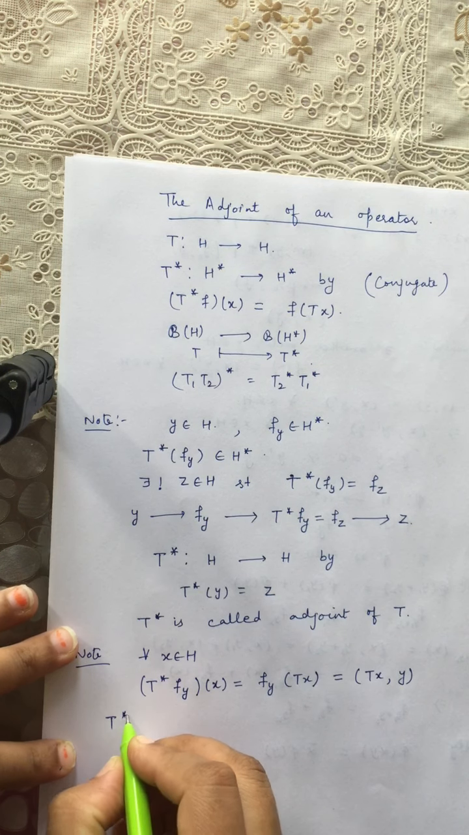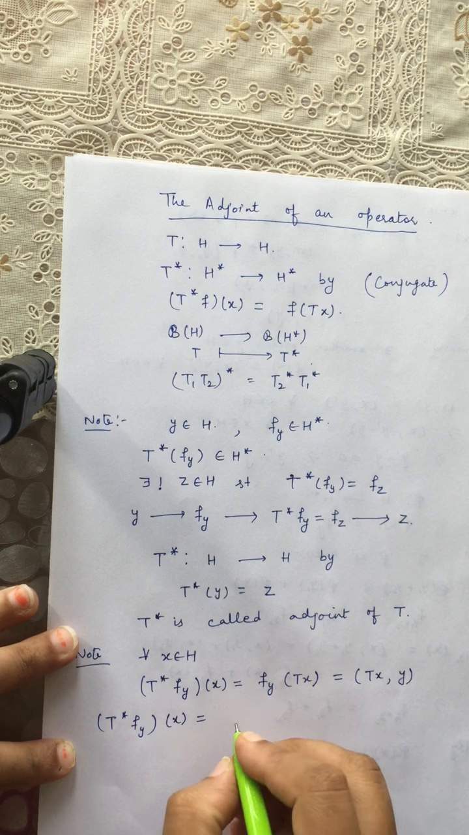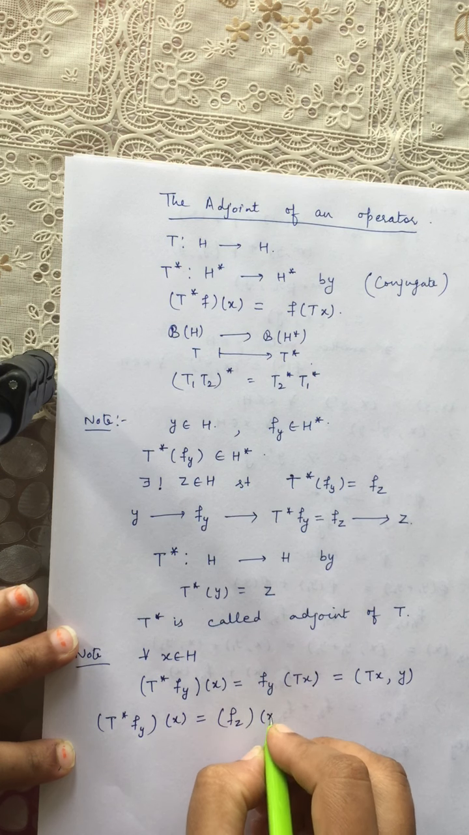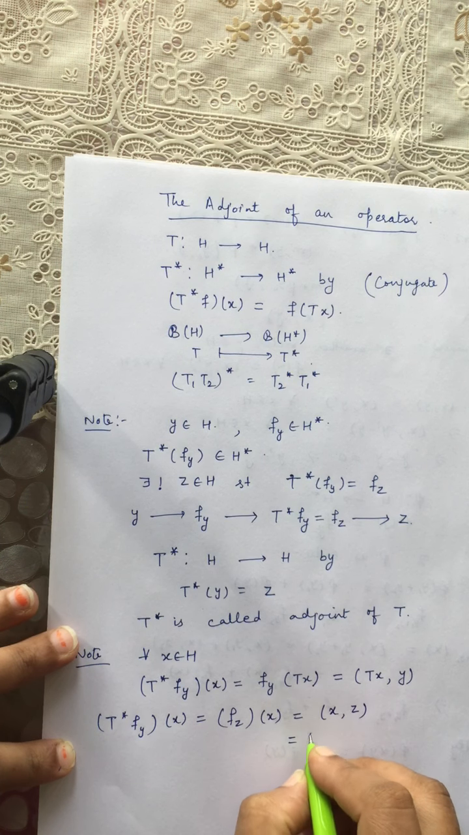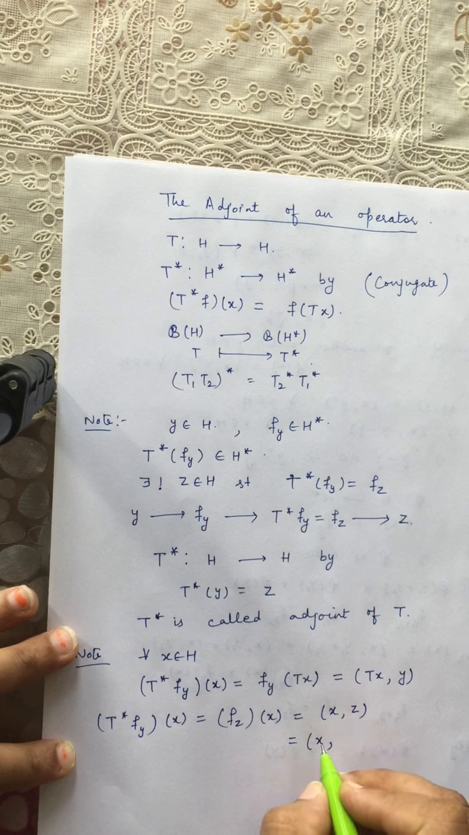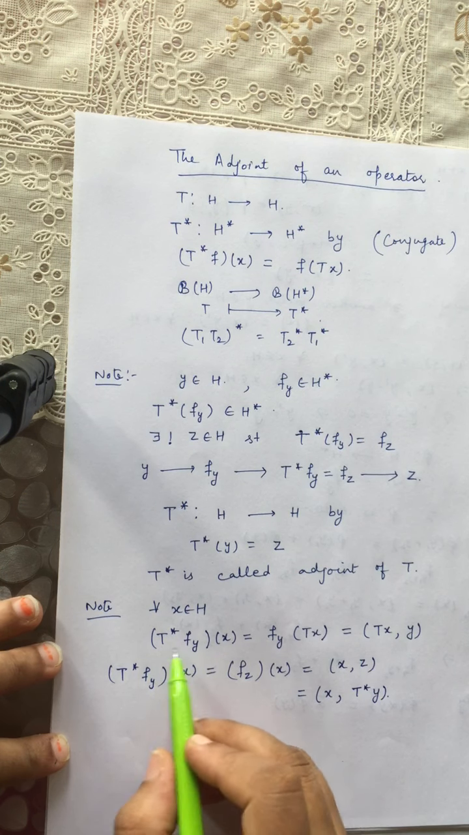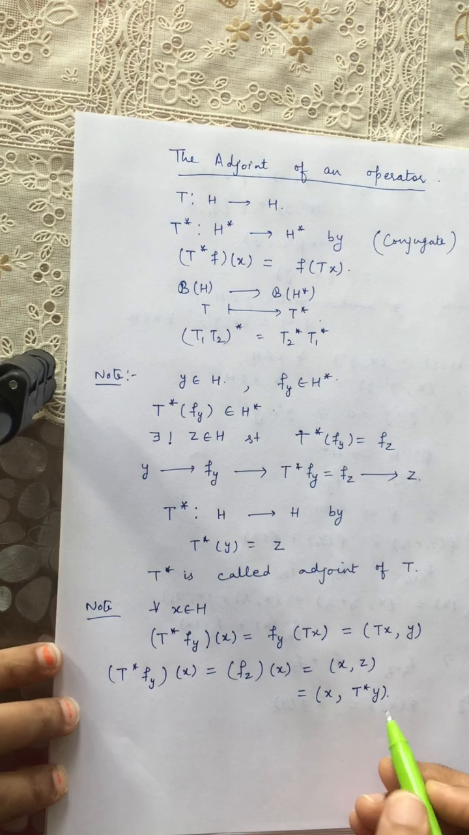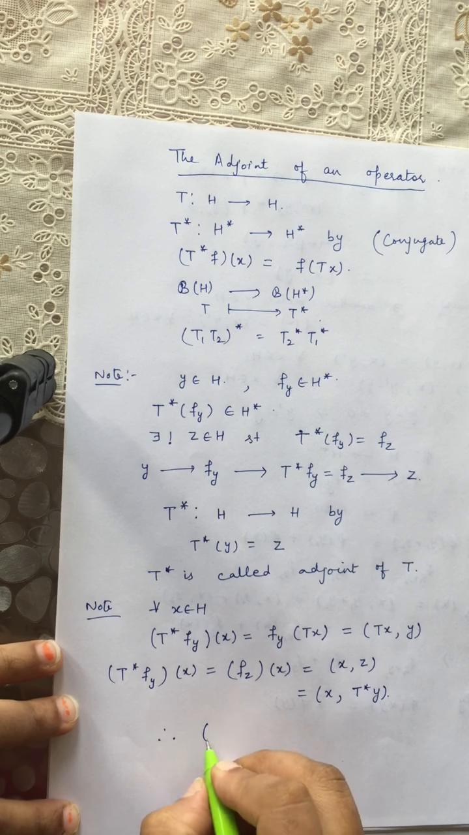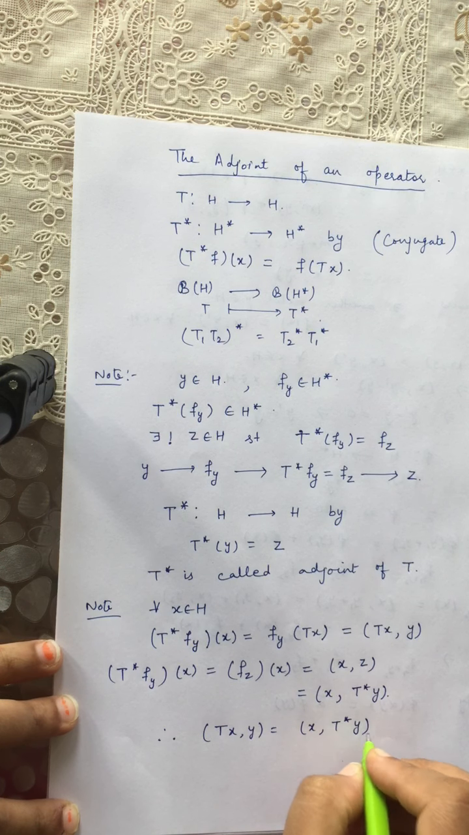And secondly, T star f_y at x. Now since we know T star f_y is f_z, we can write here it is f_z x. Then again by the definition of f_z it is ⟨x, z⟩, and z we have defined by T star y, so it is ⟨x, T star y⟩. So we have two different values of this vector T star f_y at x. One is this inner product ⟨Tx, y⟩ and the other is inner product ⟨x, T star y⟩. So we can conclude here that ⟨Tx, y⟩ is just ⟨x, T star y⟩.